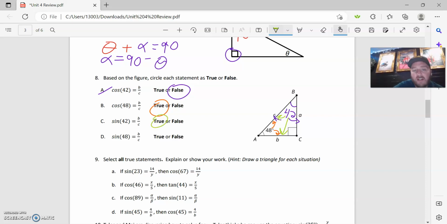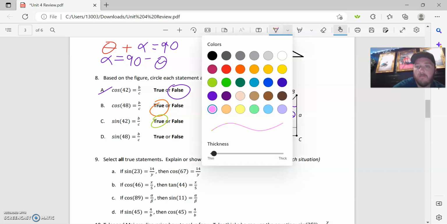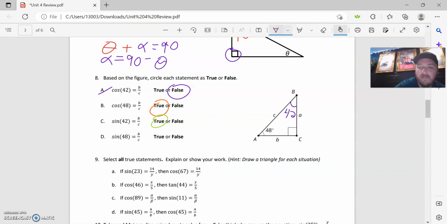Sine of 48. Okay, well, let me get a little messy up here. There we go. New color. Beautiful color. Look at that. Sine of 48, opposite A over hypotenuse C. That is false because they are calling it B over C.